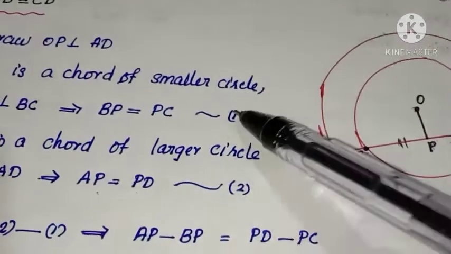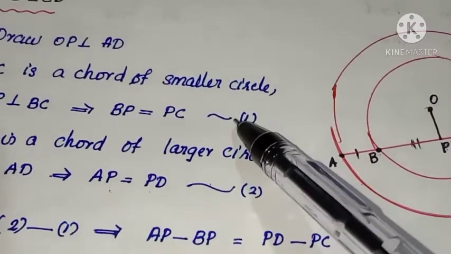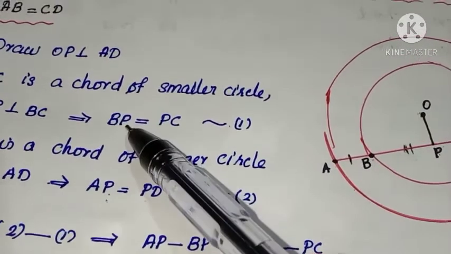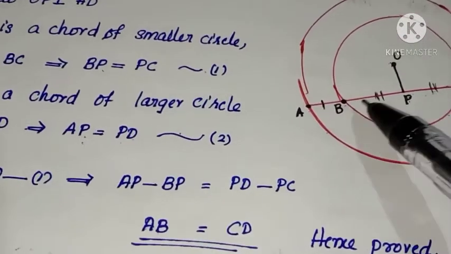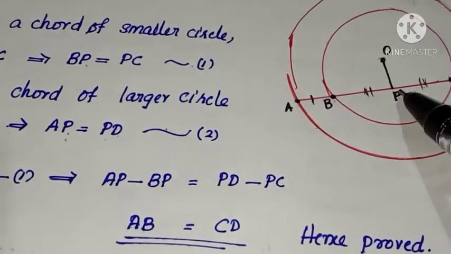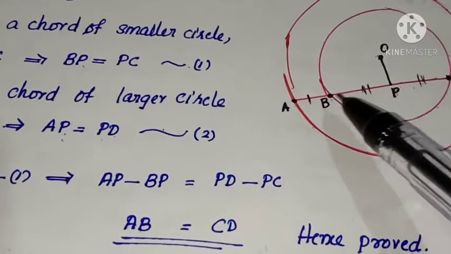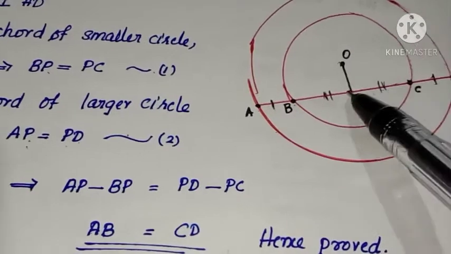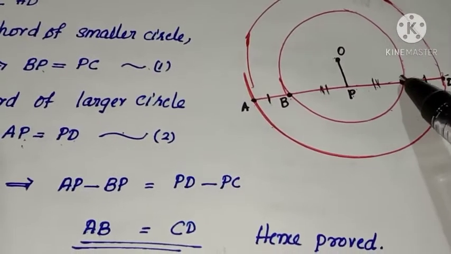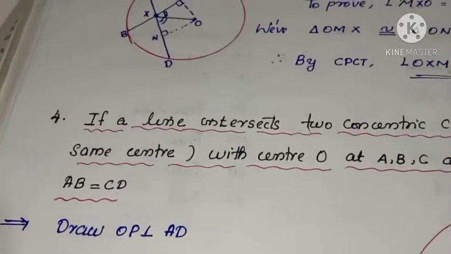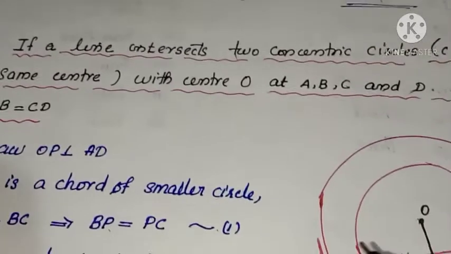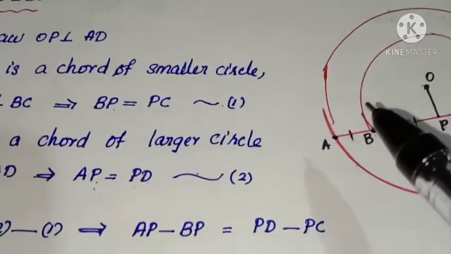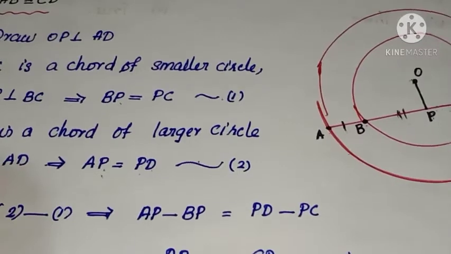Now just subtract equation 1 from equation 2. AP minus BP, PD minus PC. Look here. AP minus BP gives the AB part. PD minus PC gives CD. Okay, so that's our question number 4. Yesterday we didn't discuss these 4 questions, which belong to exercise 10.4. So note down all these things.